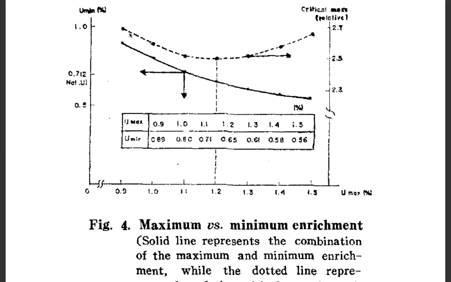Now the upper curve, the dashed curve, is for the right side of the y-axis, which is the relative critical mass. So what they're saying is that the relative critical mass shows a minimum. If you go this side, it goes up. If you go this side, it goes up. So it goes up on either side. Now, what does that mean? That means that first of all, they looked at a one zone problem, then two zone, then three zone, then four zone, and so many zones.